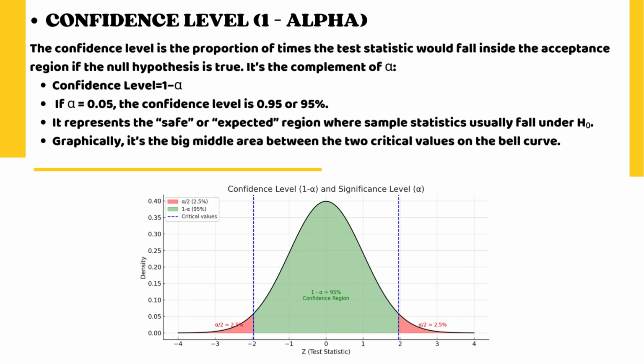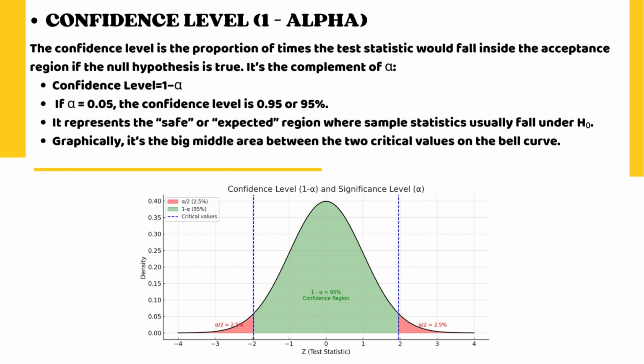This bell-shaped curve is a probability distribution, and the shaded region in the middle is a confidence level. It is where most of our sample results will fall if null hypothesis is true. It is denoted by 1 minus alpha. In this case, it is 95%. You can think of it as a safe zone where we expect our shots to land most of the times.